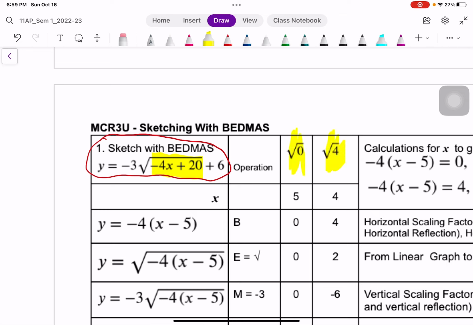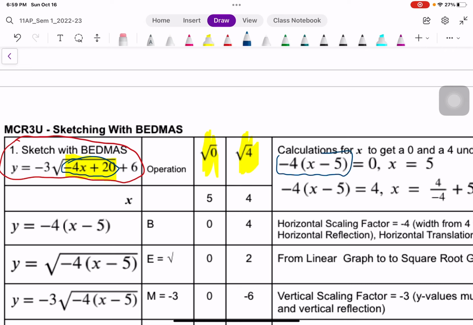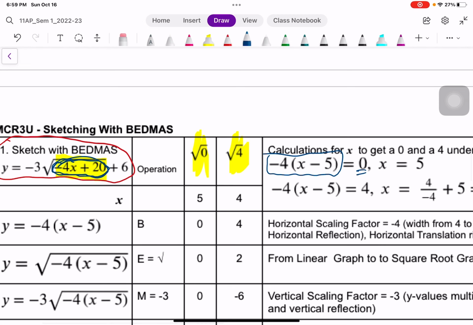So the first thing I'm going to do is figure out what x values will create root 0 and root 4. First thing again is to common factor that. If I common factor it, I get this right here, negative 4x minus 5. And I set it equal to 0 because I want this thing underneath here to be worth 0. So if I solve that equation, I simply get x equals 5. So the 0 root is at x equals 5, just like before with quadratics, we had the 0 square. So x minus 5 equals 0, x equals 5.